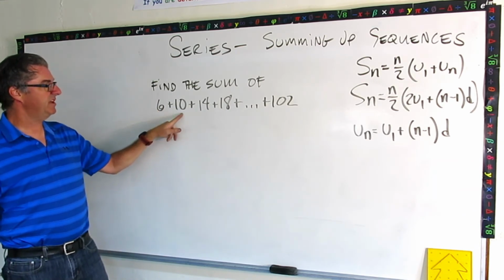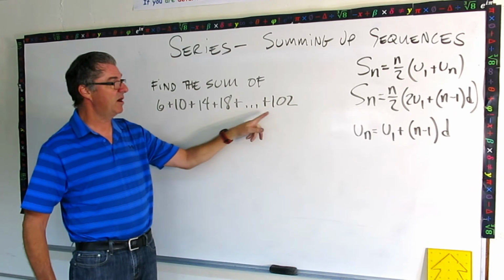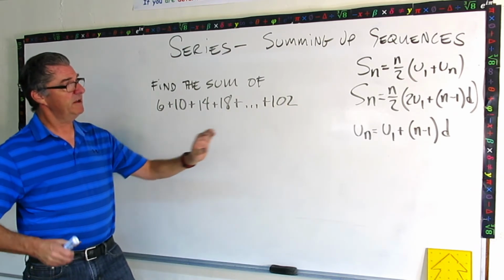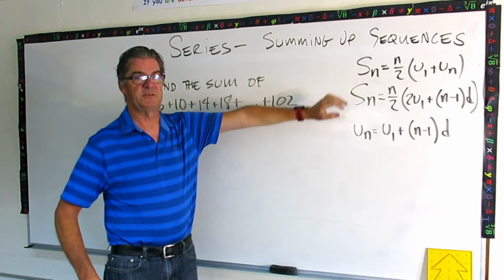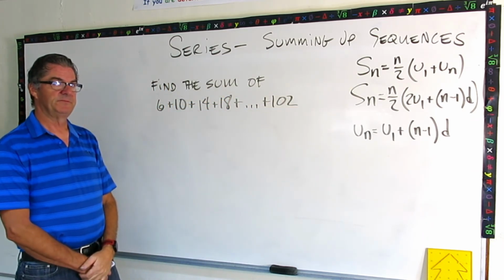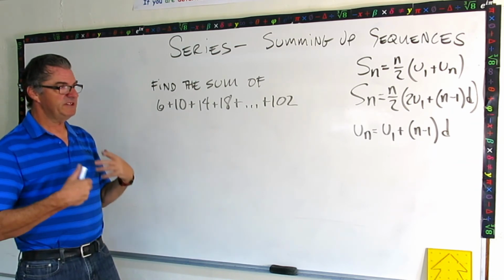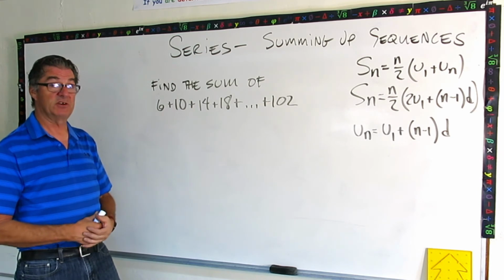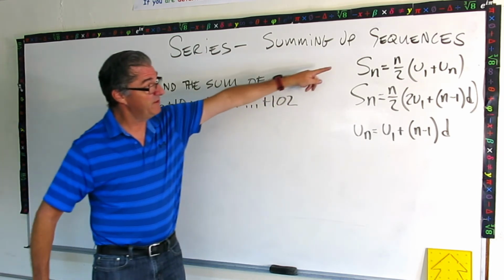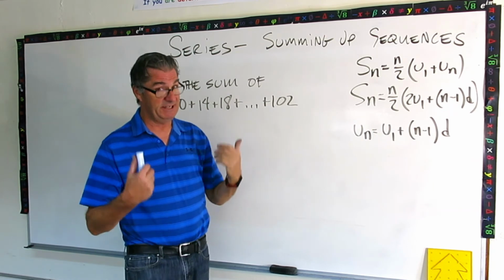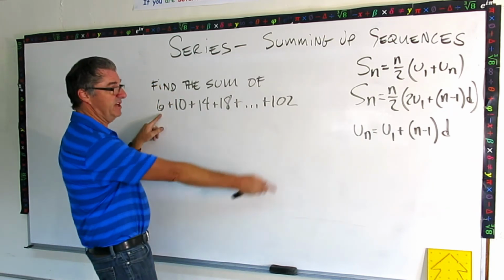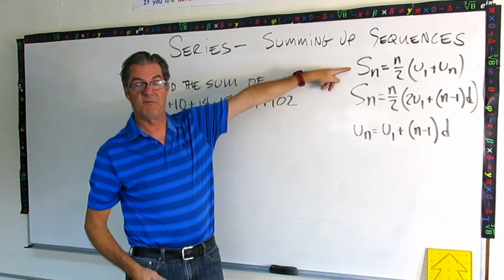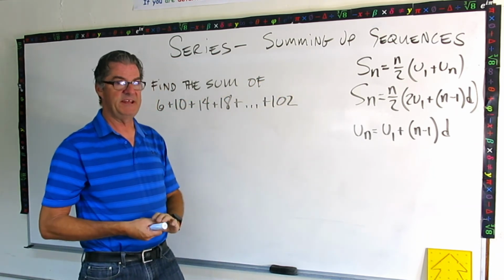Okay, so here it is. Find the sum of 6 plus 10 plus 14 plus 18 plus dot, dot, dot, all the way up to 102. So think real hard, pause the video, and figure out if you can tell which of these two formulas we can use. Okay, first off, we don't have enough information yet. I don't know how many terms are in this sequence. Both of these formulas use n. So I'm going to need to figure that out. I do know my first and my last term, so if I can figure out what n is, I could use this more simple formula. But I don't know what n is.